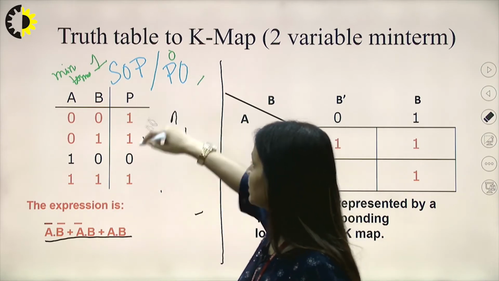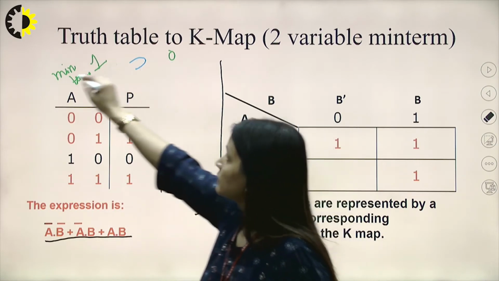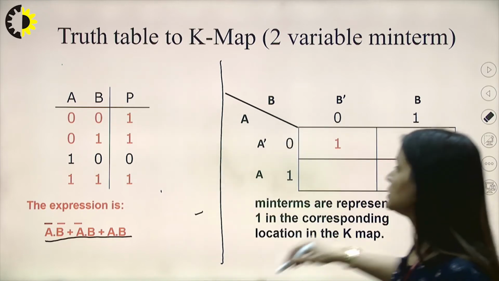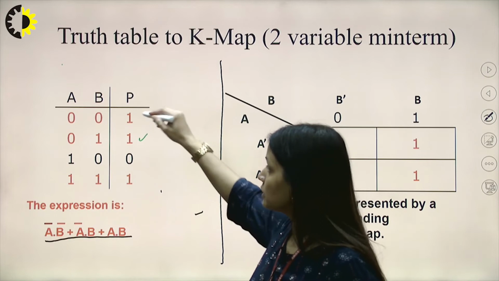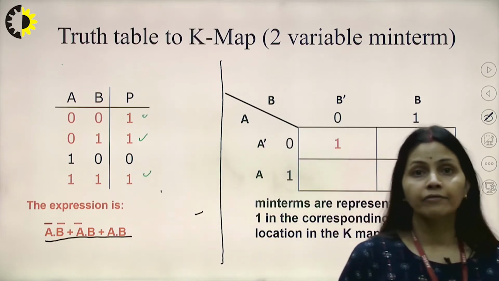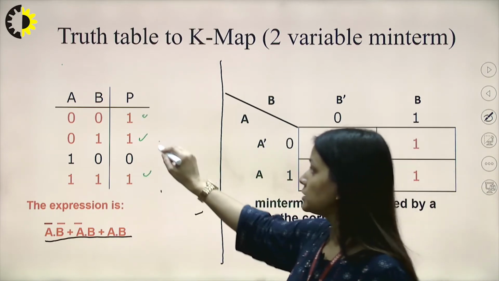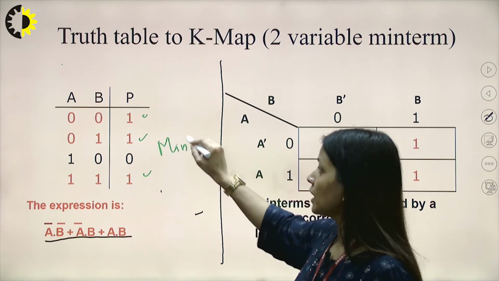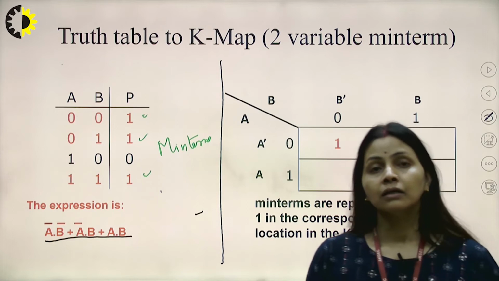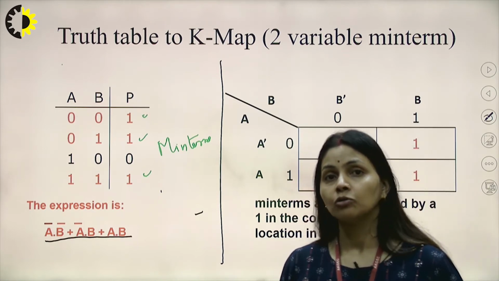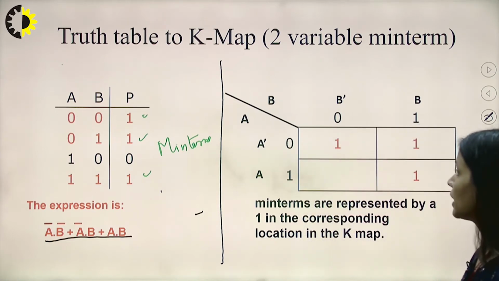I will just make the truth table, right? And since I am considering only the ones, I will write the min term, as I told. Now, how to make the tabular representation, how to make the K-map.